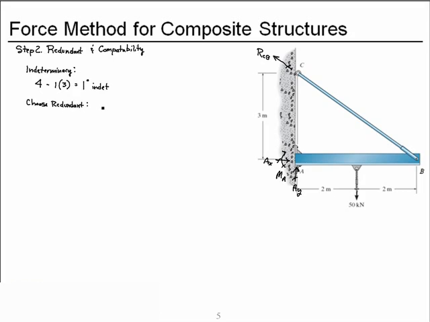And in this case, let's make it the force in the tie rod. We can choose any internal force or any support reaction as long as the resulting structure, the primary structure, the structure with the redundant removed, is determinate and stable. Then we want to create or write our equation of compatibility.